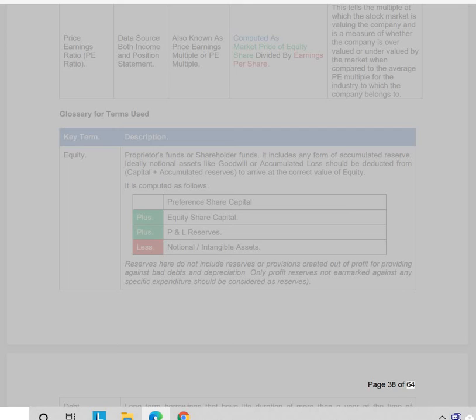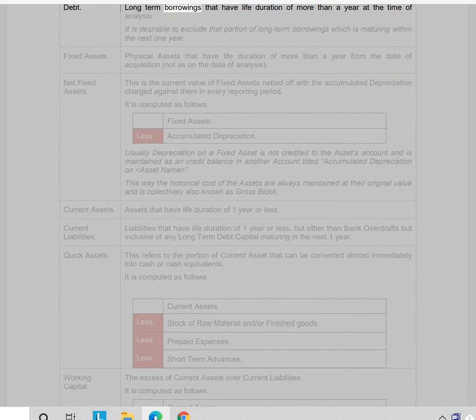Debt. Long-term borrowings that have life duration of more than a year at the time of analysis. It is desirable to exclude that portion of long-term borrowings which is maturing within the next 1 year. Fixed assets. Physical assets that have life duration of more than a year from the date of acquisition, not as on the date of analysis.